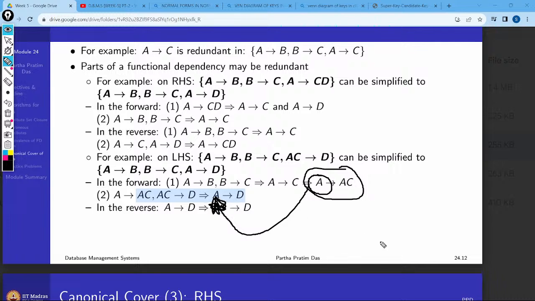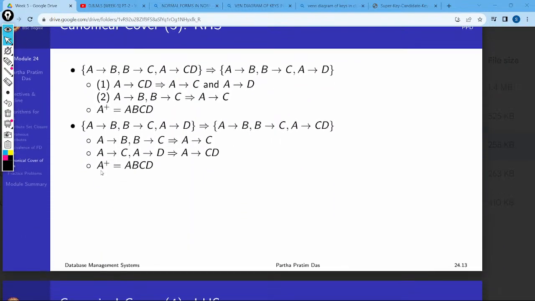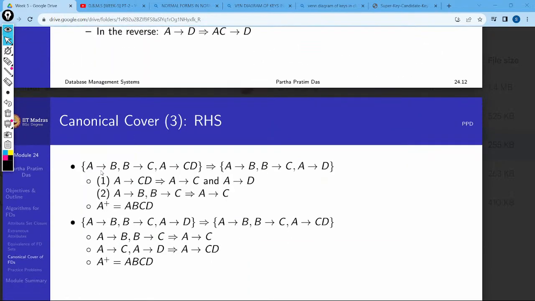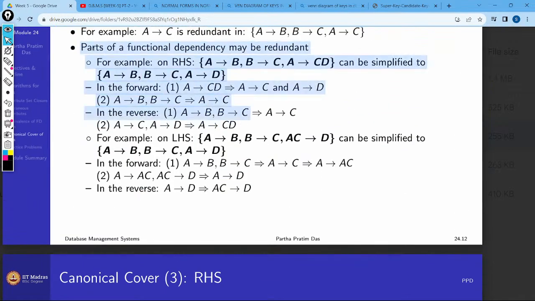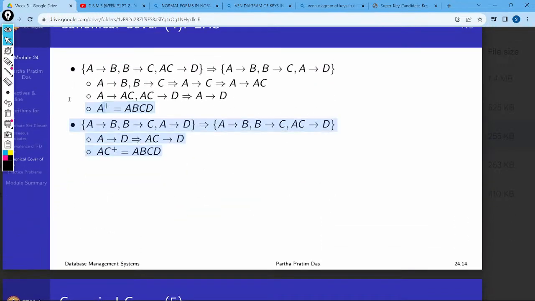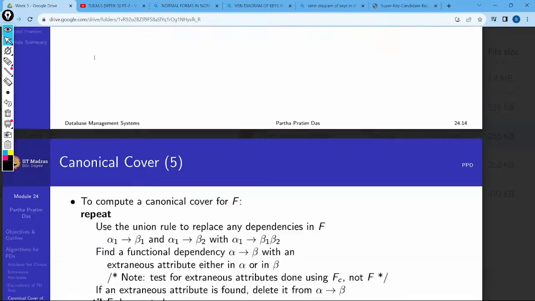All right. Let me remove this. Okay. And in the reverse order, A implies C implies AC, the same thing. Let's move forward. I hope you understood the two examples, example 1 and example 2. Canonical covers. Okay, so this is basically the same thing. This slide is deeply explaining this question, and the next slide is deeply explaining this question. That's what this is. All right, so let's skip these two.